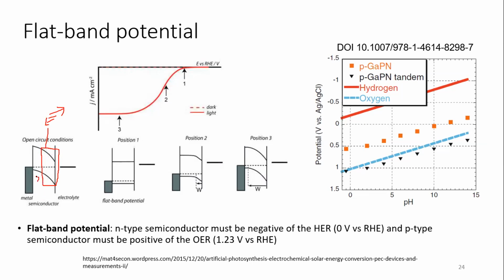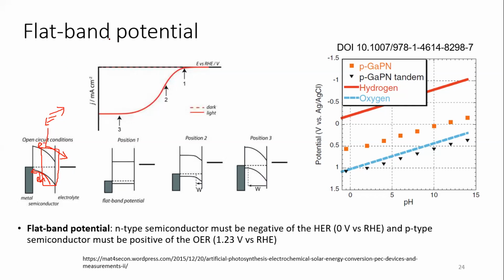If electron-hole pairs are created, holes are created here and electrons are created here, and these electrons will move towards this for a p-type semiconductor. Electrons normally move from the higher potential side to the lower potential side. So they will be transferred to the electrolyte, and holes will be transferred to the back electrode or back contact. In this way, one can separate the charge carriers.